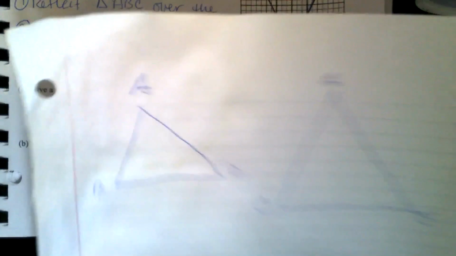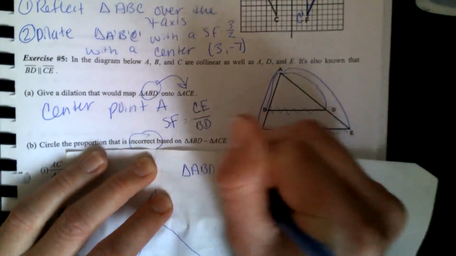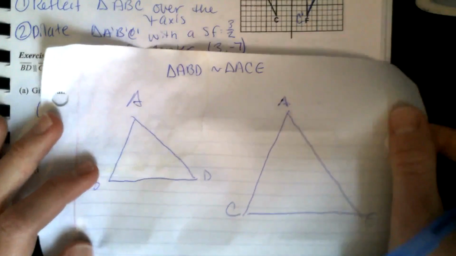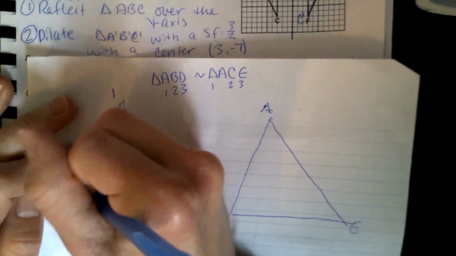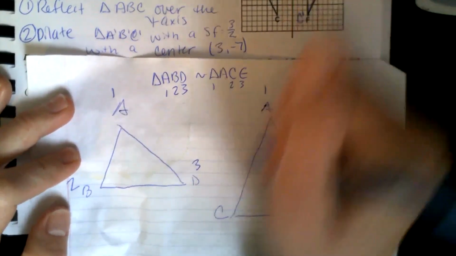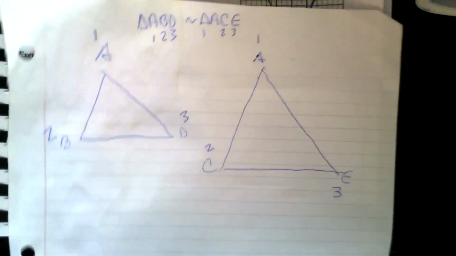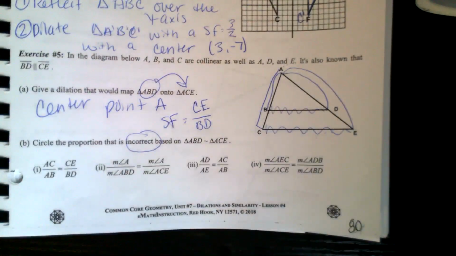Okay. So we have triangle ABD is similar to triangle ACE. The first little strategy that I have for you is to number your letters here and also on your diagram. This is going to help you figure out which sides correspond to which sides and see the congruence.